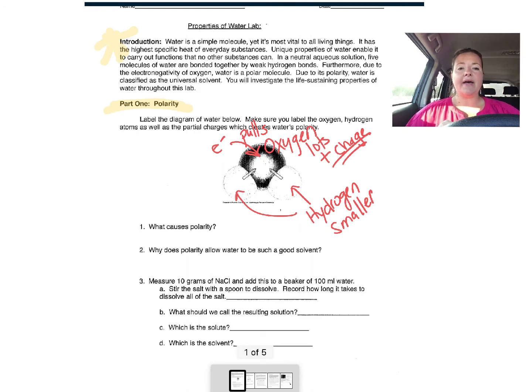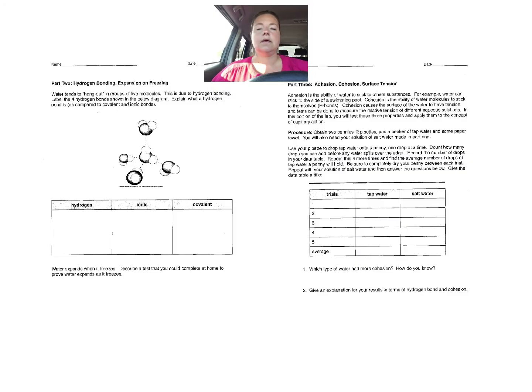You can go ahead and measure out 10 grams of NaCl, which is salt, and you'll be measuring out about 100 milliliters of water, and you want to identify with your team what the solute is and what the solvent is. Now, during class time, if you need to, you can look up those two words in order to determine the answer to that. On part 2 for the lab, you are looking at hydrogen bonding, and you need to label the 4 hydrogen bonds in the diagram shown.